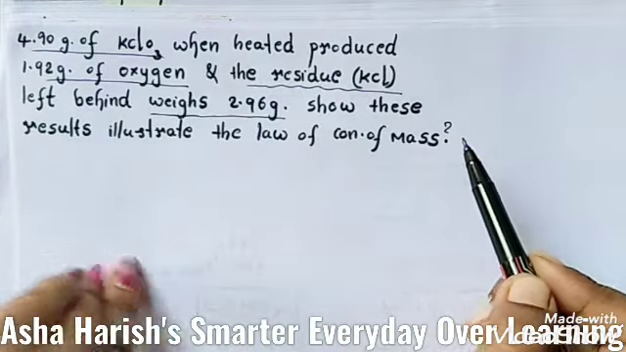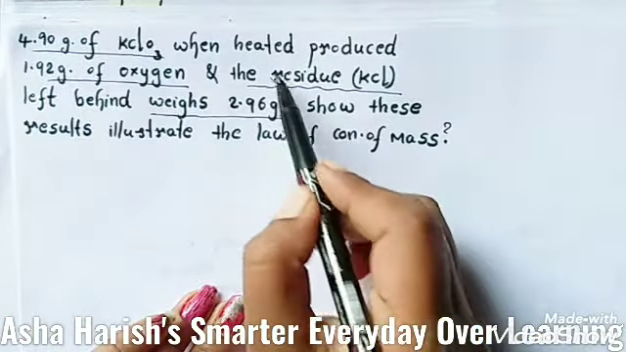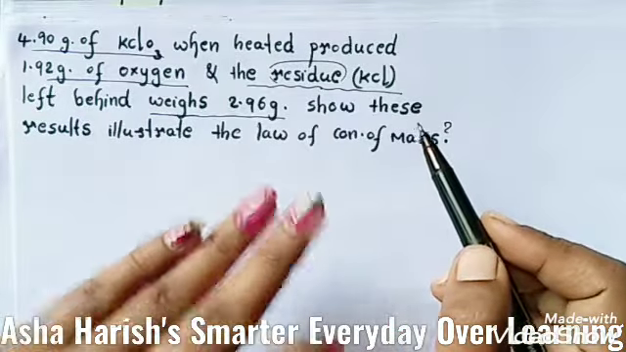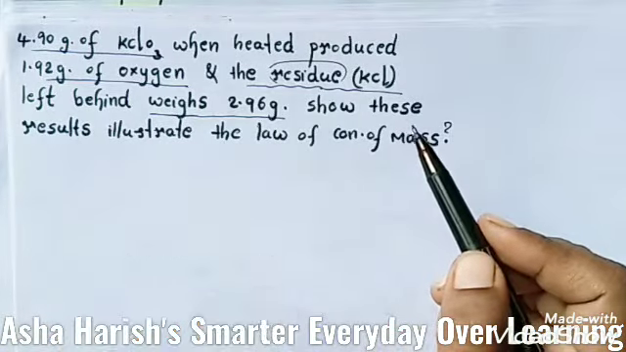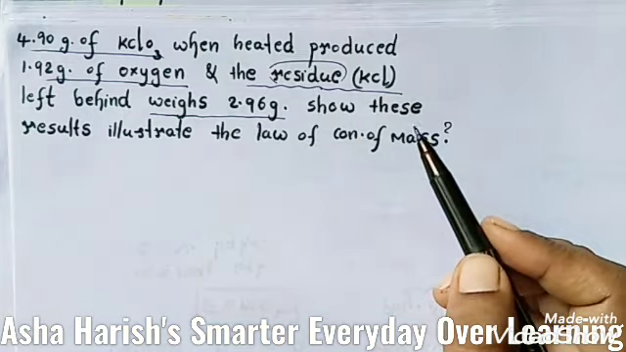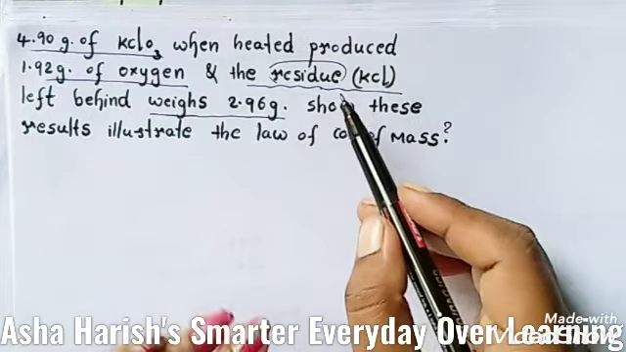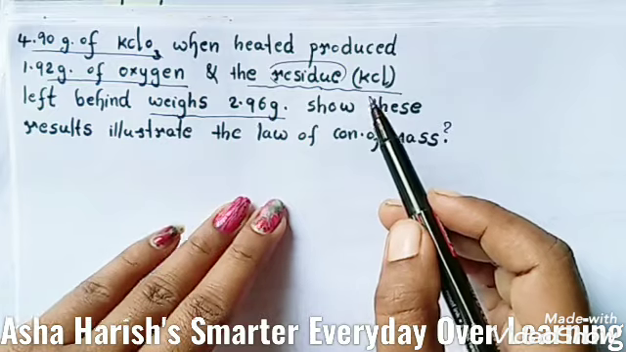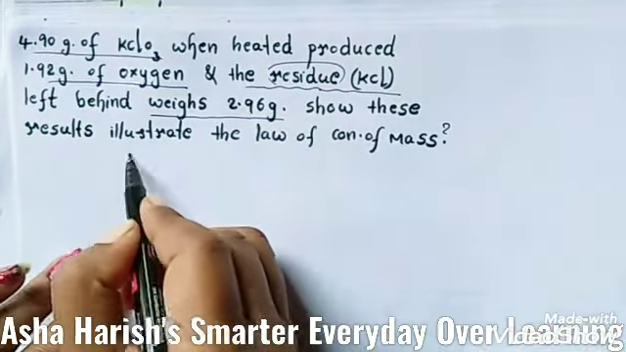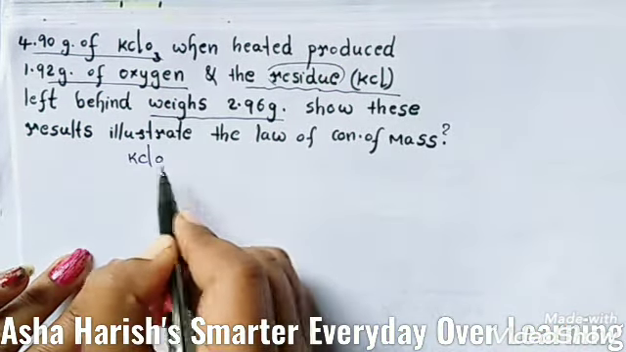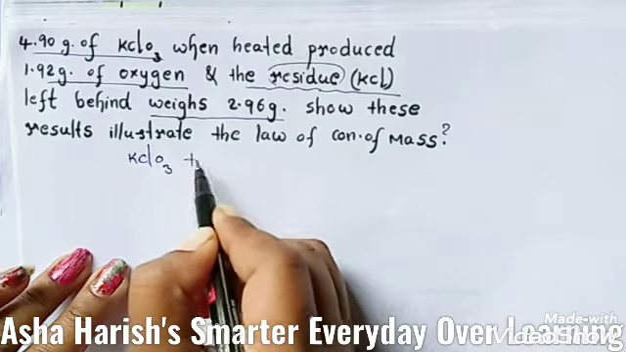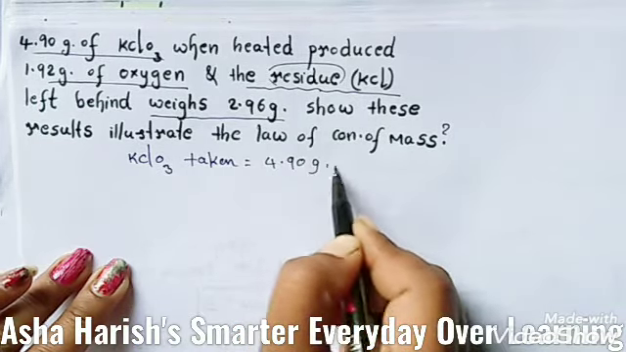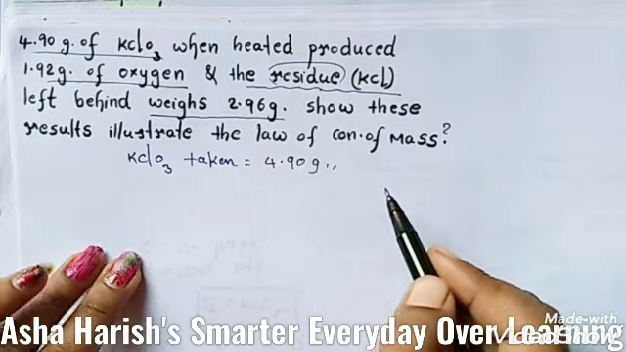This is the question. Okay students, what is meant by residue? Here is the new word. Residue means an insoluble substance. After completion of the chemical reaction in the test tube, any solid substance that remains is known as residue. That is only an insoluble substance, we can say that. Now students, the mass of KClO3 taken is 4.90 grams. They have given it in the question itself.